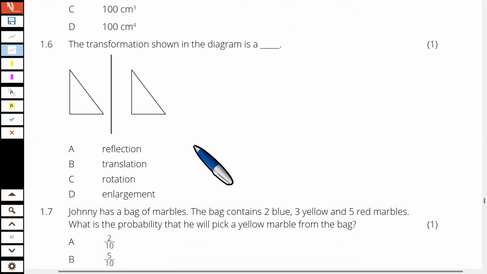1.6. The transformation shown in the diagram is a what? Is it a reflection, translation, rotation, or enlargement? What do you think? Translation. Okay. It is most certainly a translation, because a translation is a direct movement of the shape. It was just moved across and therefore translated there.